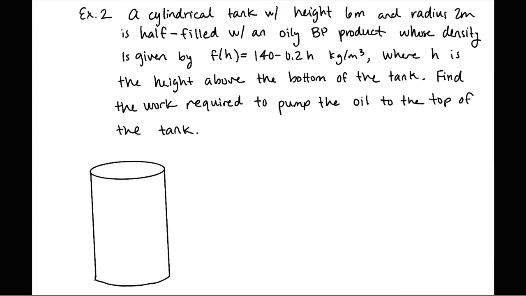It's half filled with an oily BP product whose density is given by, okay, so here's our density function. F of H equals 140 minus 0.2 H kilograms per meters cubed, where H is the height above the bottom of the tank. We need to find the work required to pump the oil to the top of the tank. Okay, so this example is a lot harder than the other one, right?